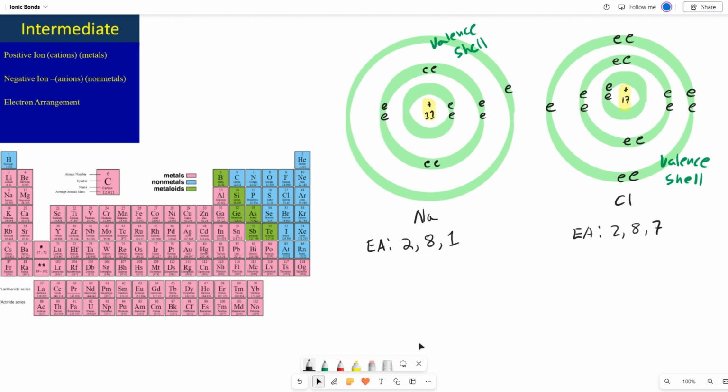So let's talk specifically about ionic bonds. As mentioned before, ionic bonds are when one atom loses one or more electrons and then another atom gains one or more electrons. And by doing so, both of those atoms then become ions which have charges, which then attracts those two ions to each other, thus forming the ionic bond. So let's take a look at a few examples of this.